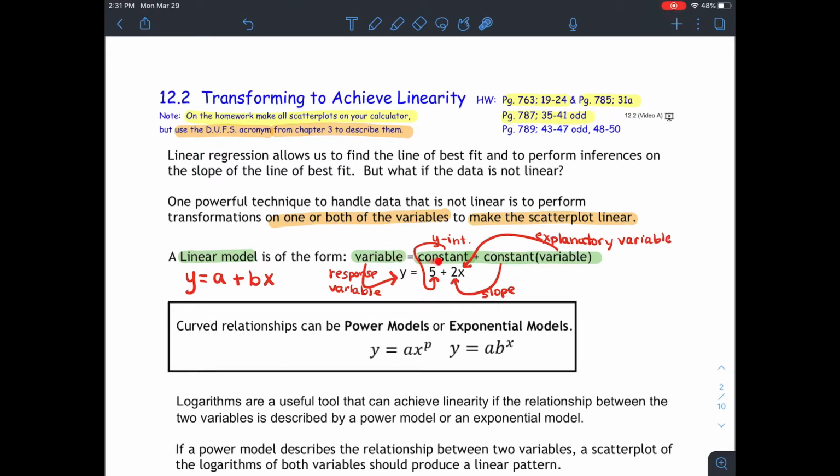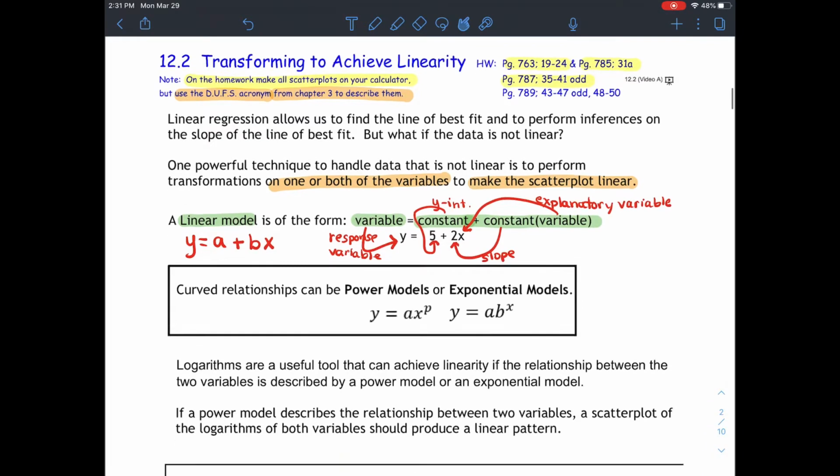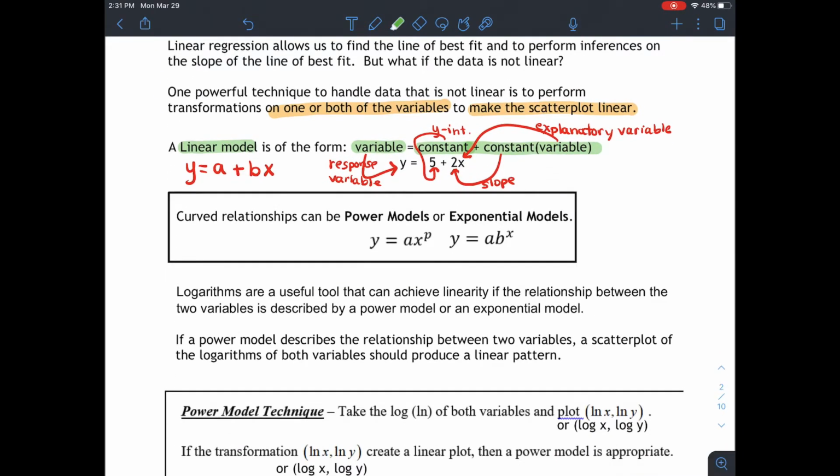Okay, but this is the general format here. This is what we're going to be keeping coming back to here. Variable equals constant plus constant times variable. This generically is how all linear models look. And so what we're going to be focusing on here today is we're going to be looking at what if the initial scatter plot is either a power model or an exponential model.